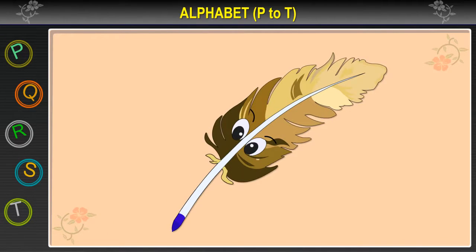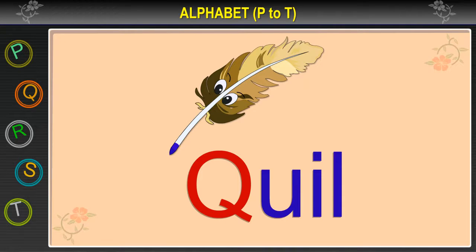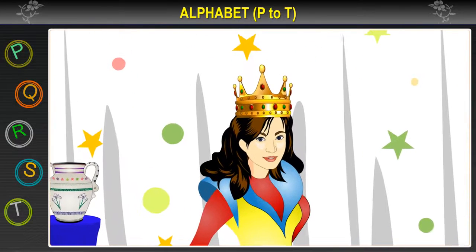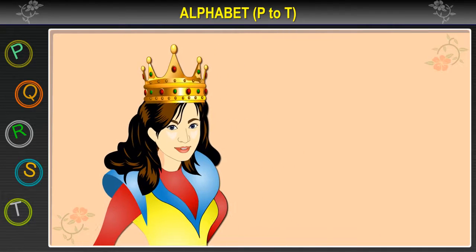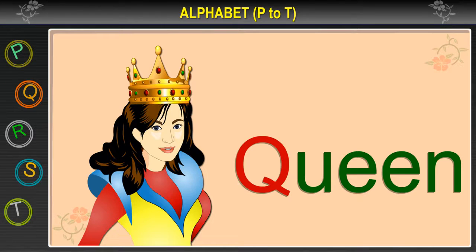Q for quill. Q U I L L, quill. Q for queen. Q U E E N, queen.